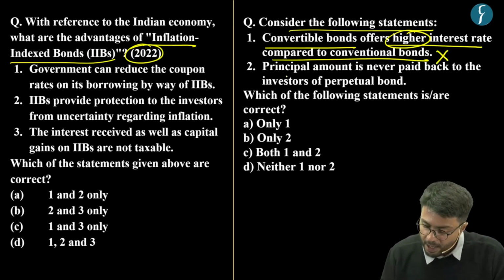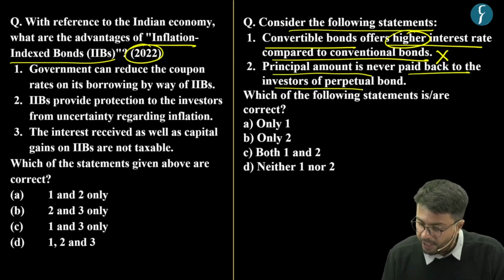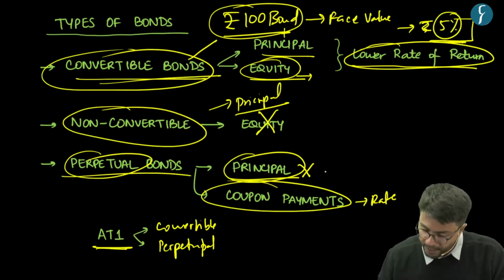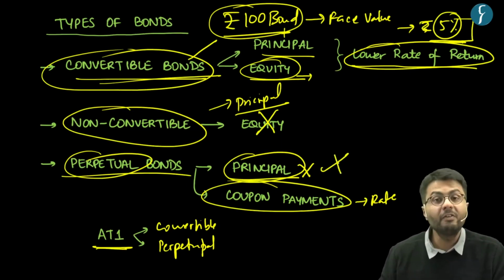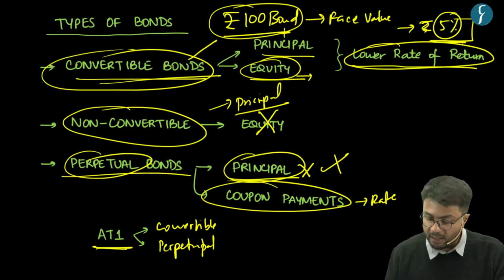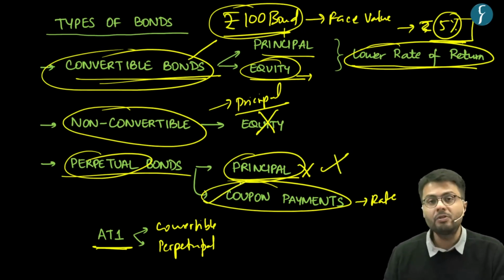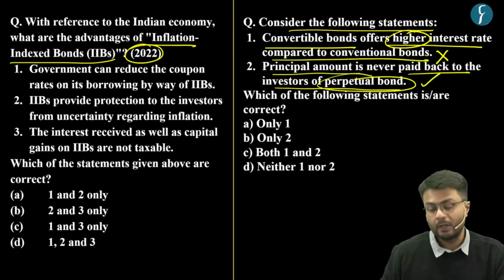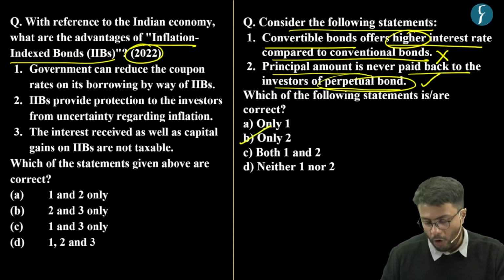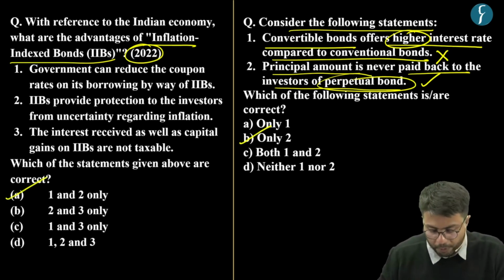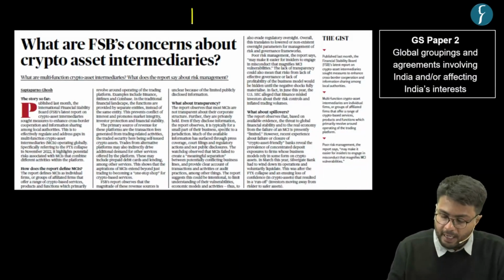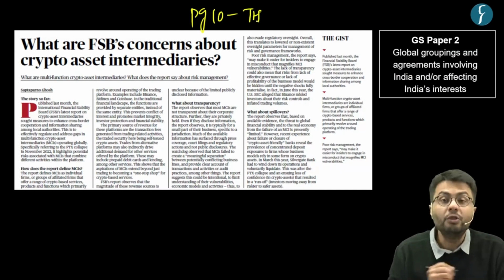Now, the second statement: the principal amount is never paid back to the investors of a perpetual bond, which again I've highlighted, is a correct statement, because the principal amount is never given back to perpetual bondholders, whereas they are eligible to get coupon repayments, which are a form of rate of return. Hence, the second statement is correct. Hereby, the correct answer to this question is option B. Whereas the PYQ of 2022 is concerned, the correct option was answer A. Now let us move to the second article of the day, which appeared on page 10 of The Hindu newspaper.